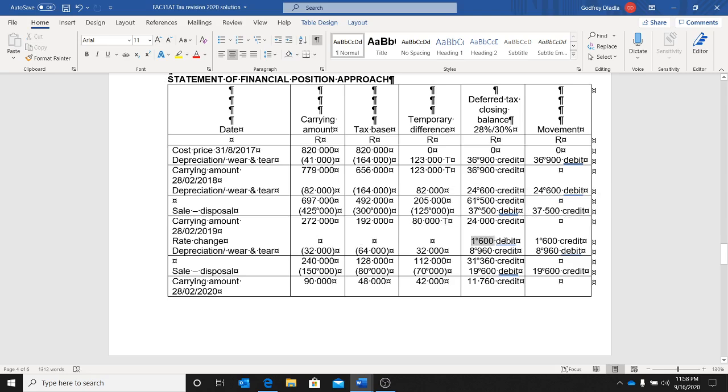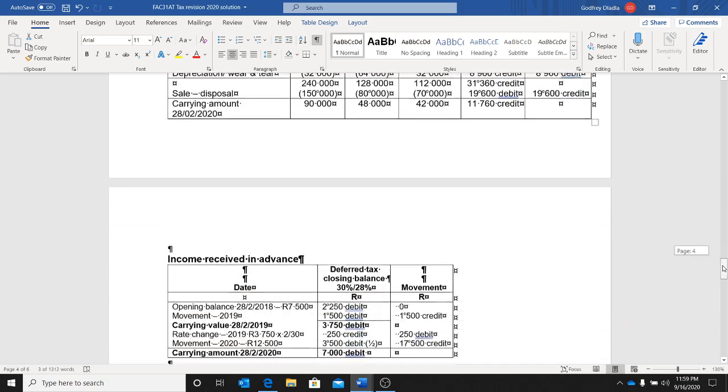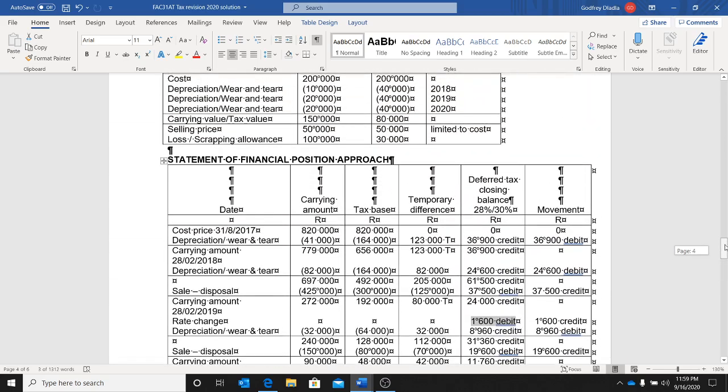You are restating the opening balance to 28% in this case, because this 24 is sitting at 30. So what will the balance be if it was supposed to be at 28%? Obviously, it is 22,400, and we've managed to get it by also putting this amount there. So we've now got the calculation.